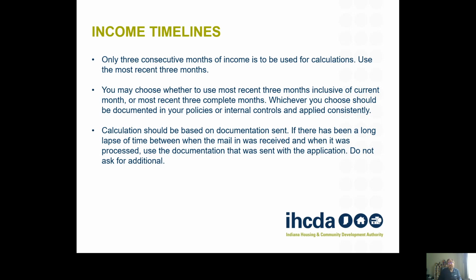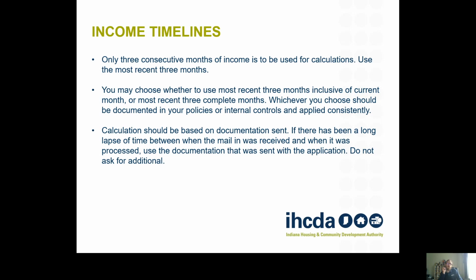And also, as with last year, calculations should always be based on the documentation sent. If there's been a long lapse of time between when the mail-in was received and when it was processed, use the documentation that was sent in with the application, because you are going to be determining eligibility based on the application received date, not on the application entered date. You should not ask for additional documentation unless they just didn't turn in the documentation that you asked for or that you needed.